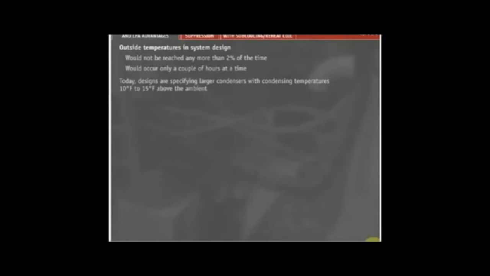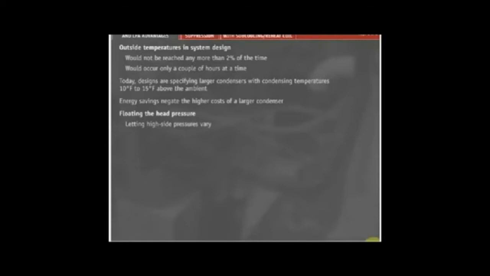Today, designs are specifying larger condensers with condensing temperatures 10 to 15 degrees Fahrenheit above the ambient. The significant energy savings from lower compression ratios and possibly increased subcooling of liquid negate the higher costs of a larger condenser. Another term for attaining the lowest possible high side pressure is floating the head pressure. This involves letting high side pressures vary depending on outdoor ambient conditions.